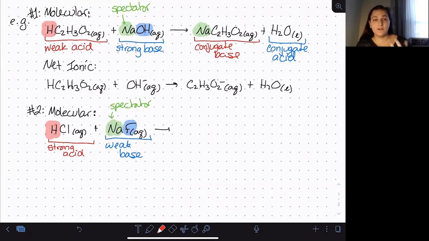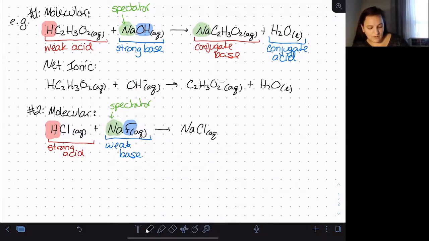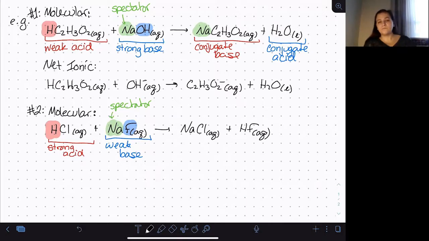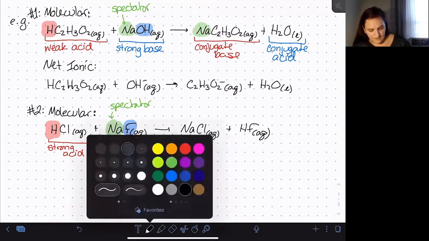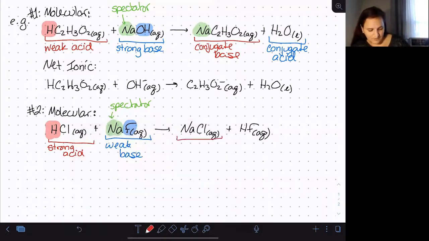And for our molecular equation, this is going to be very much like the previous one, that our hydrogen ion and that spectator in our base are going to swap places. And we will end up with NaCl and HF, as our conjugate base and conjugate acid, respectively.